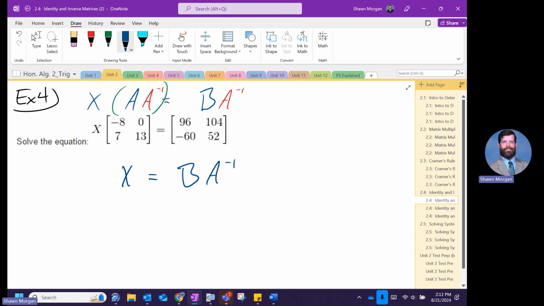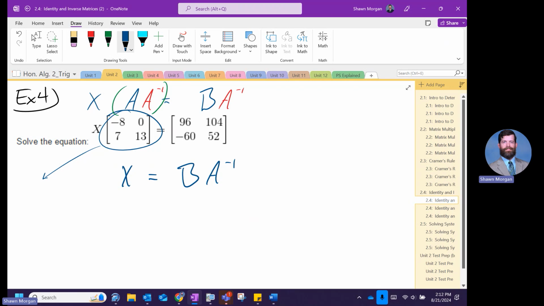Now, hopefully you can see where I'm going with this, because if I know that X is B times A inverse, why don't I just store this as A, this as B, and then type that into my calculator? That's the fastest way to do it. But just to make sure we know how to do it by hand, let's practice doing it by hand. Zach, was that a raised hand? Okay, gotcha. All right. So this is A right here. Let's go ahead and find A inverse.